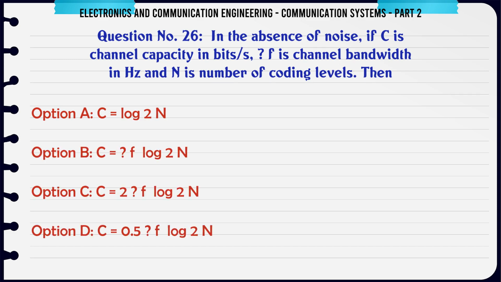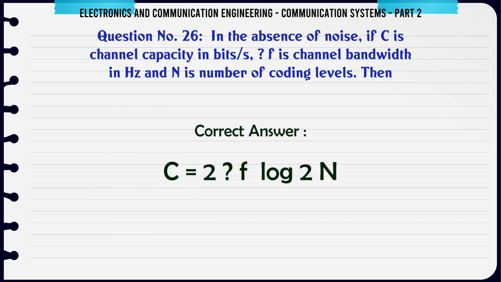In the absence of noise, if C is channel capacity in bits, F is channel bandwidth in Hertz, and N is number of coding levels, then A. C log 2n, B. C F log 2n, C. C 2 F log 2n, D. C 0.5 F log 2n. The correct answer is C 2 F log 2n.